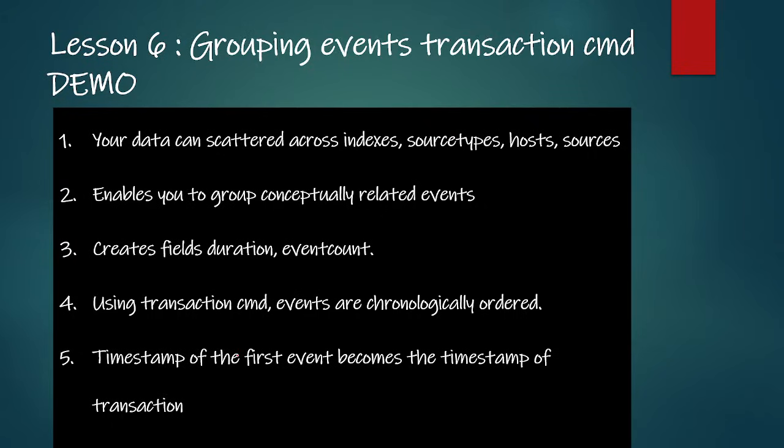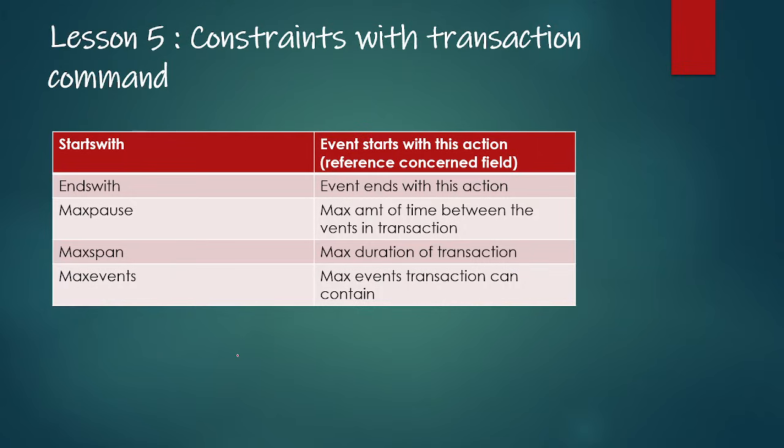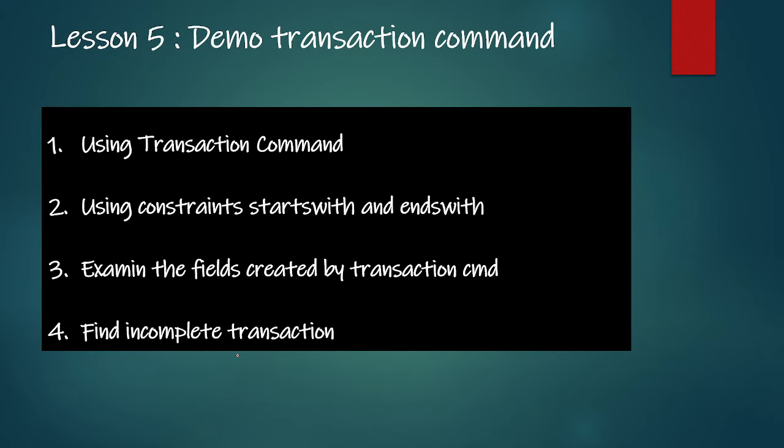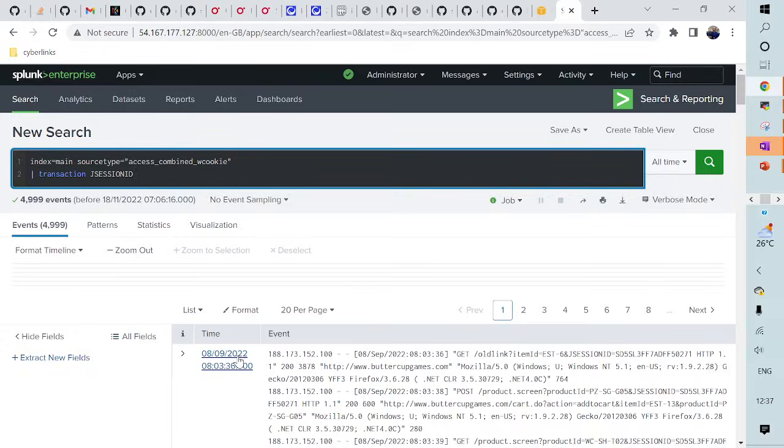It is specifically used for forming correlation searches when the data is spread across indexes, source types, or hosts. We also see that certain other fields get generated as part of this command, and just know that events are chronologically ordered, so I will show you that. We can also make use of constraints, and I will take you through a demonstration of how to use constraints as well. So without further ado, I will jump onto my console.